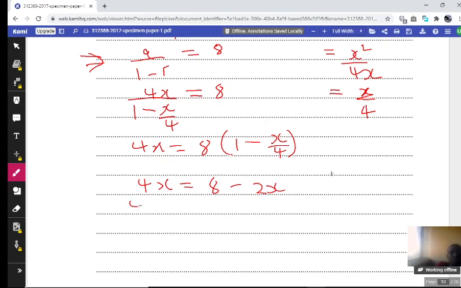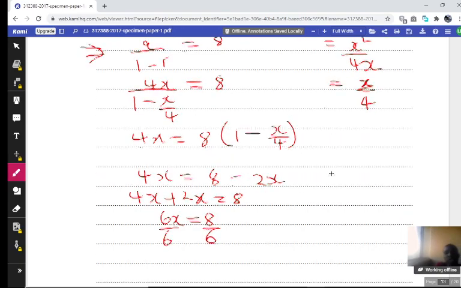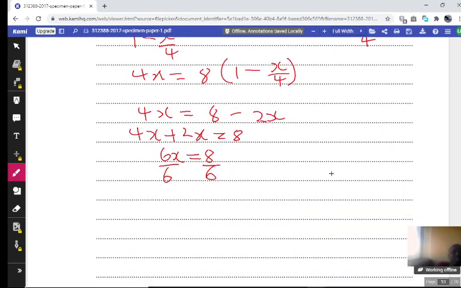So let's simplify this one. It will be 4x plus 2x equals 8. That's collecting like terms, so 6x equals 8. Then divide by 6 on both sides. What will be the value of x? x will be equal to 8 over 6. Dividing by 2, it will be 4 over 3. So x is 4 over 3.